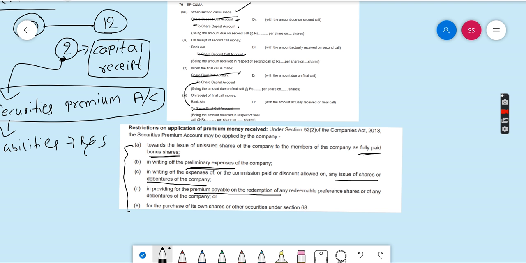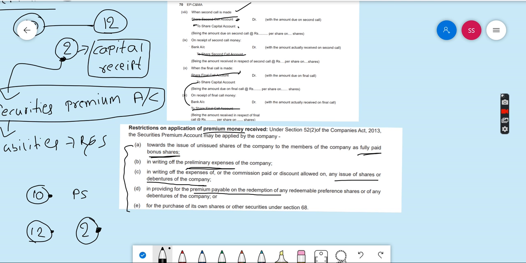So what does it mean? Let's just say you have taken 10 rupees from the public and you issued preference shares to them, right? Now while redeeming, you are redeeming at 12 rupees. That means you have taken 10 rupees only, but you are paying 12 rupees back to them. That means 2 rupees is a loss for you, right? And then this 2 rupees loss you are covering with this securities premium account. So you are writing off this with the help of the securities premium account.